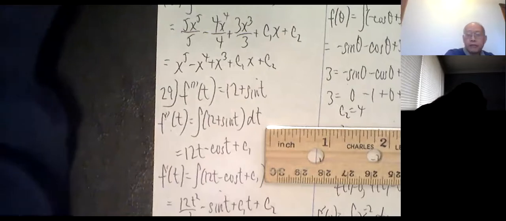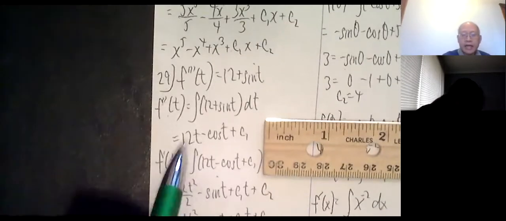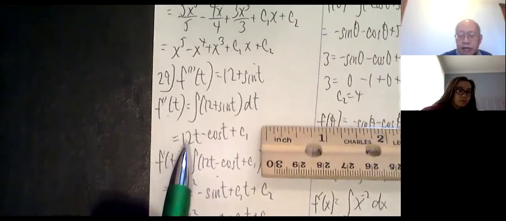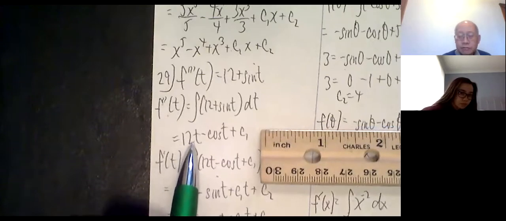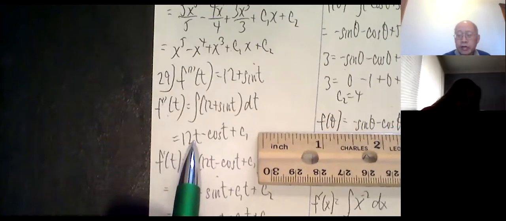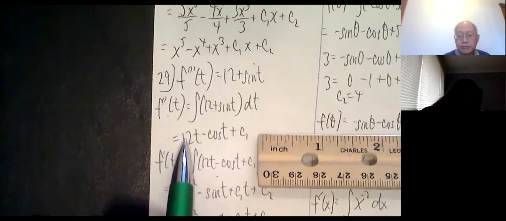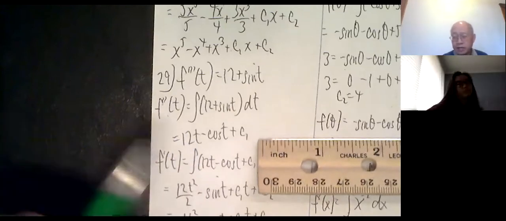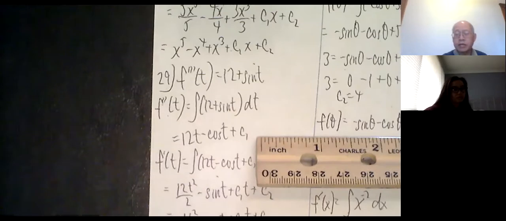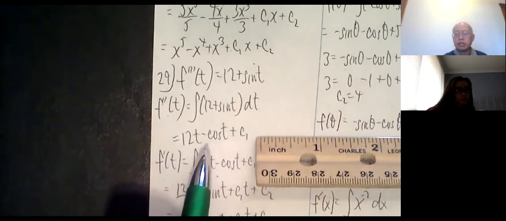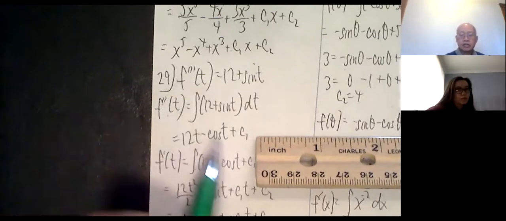Okay, so that's f double prime. Now I'm going to integrate again. What's integrate? Integrate means anti-differentiate. So for us in calculus, integrate means anti-differentiate. Yes, we know integrate and integration have their meanings in regular, ordinary English, but for us, integrate, integration means anti-differentiate.